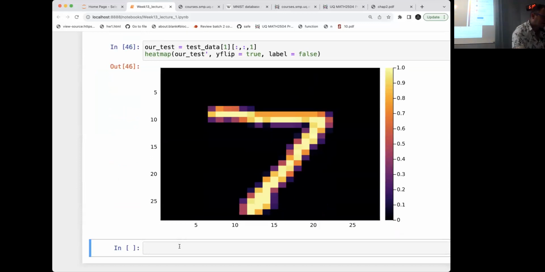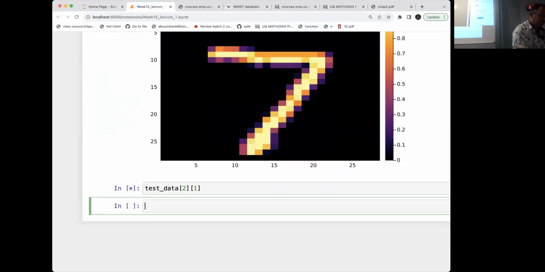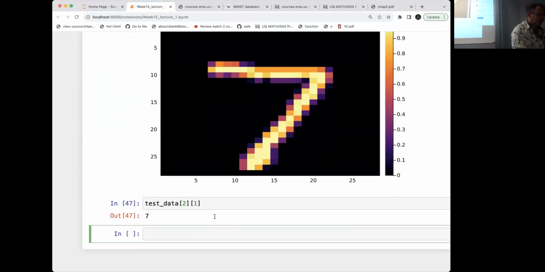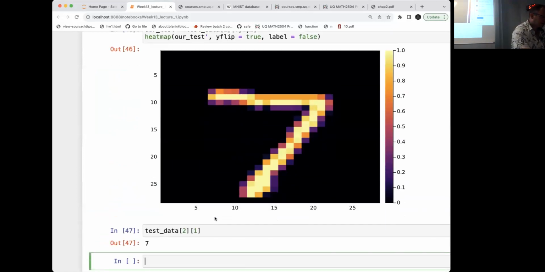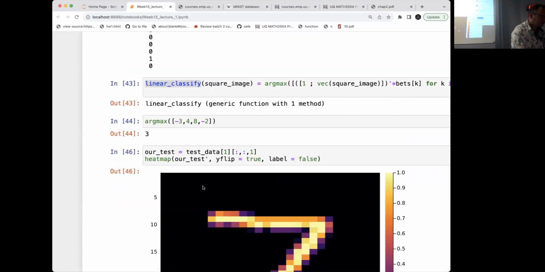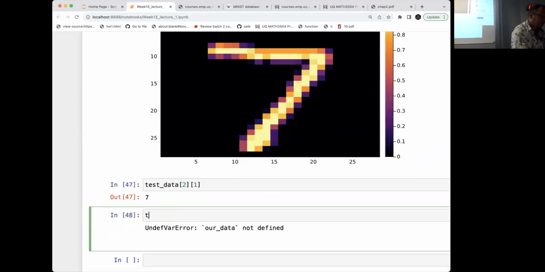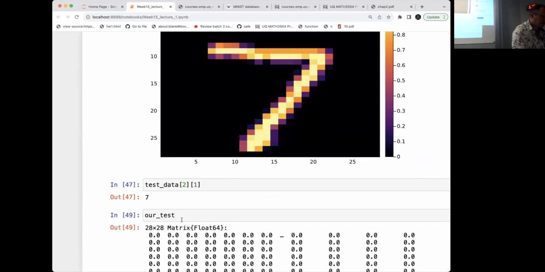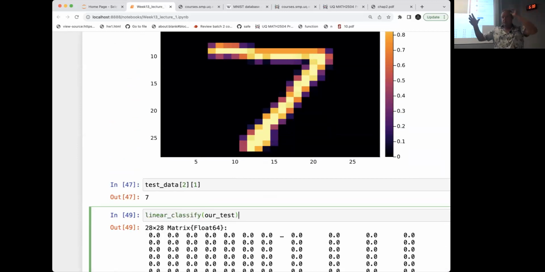7. Let's just make sure. If we do test data 2 for the labels, the first one is 7. Okay, the test is okay. Let's do linear classify on our test. It's an exciting moment. We do it on this one, because linear classify wants to get a square image, not a vector. That's how we did it.